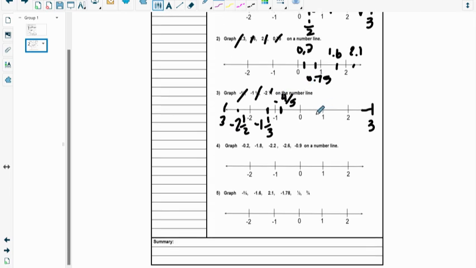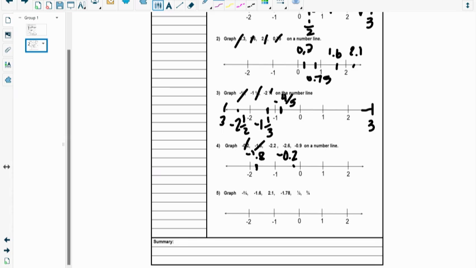Okay, same thing with decimals. -0.2. So if I would think about positive 0.2, that would be right about here. So I'm just going to go that same distance away from 0 and graph it right here. Then I've got -1.8. Well, if that was positive, it'd be in between 1 and 2, and it'd be closer to 2 because 1.8 is pretty close to 2. So same thing with -1.8 is going to be in between -1 and -2, closer to that -2, I would say right about here.